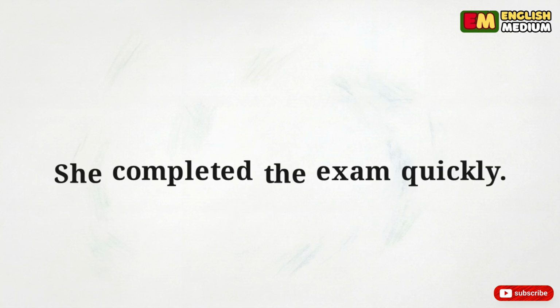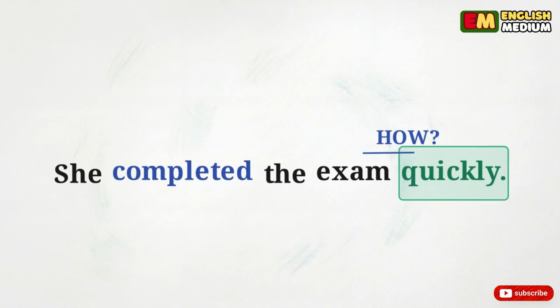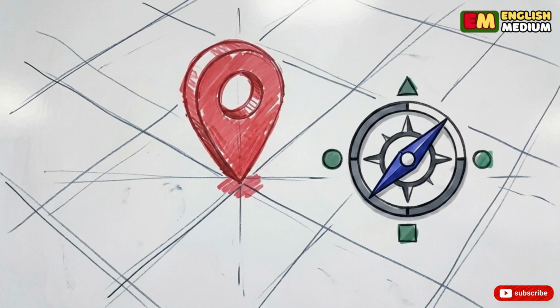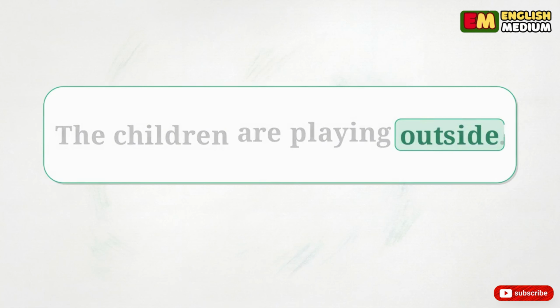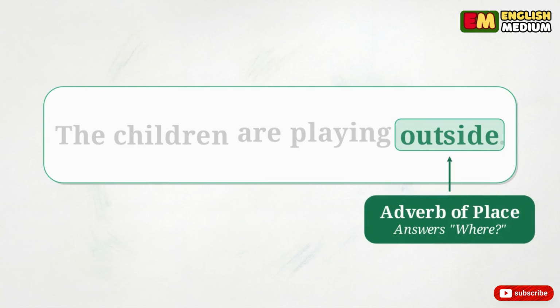For example, she completed the exam quickly. Here, the word quickly is our adverb of manner because it describes how she finished her work. Next are adverbs of place. These show us exactly where something is happening. If you say, "The children are playing outside," the word outside functions as your adverb of place.